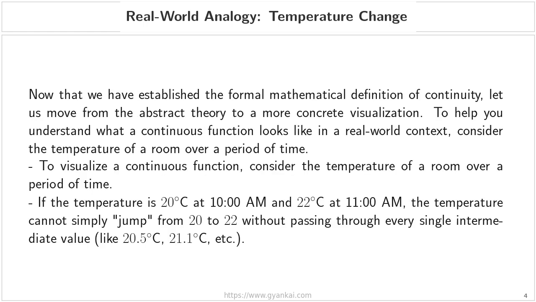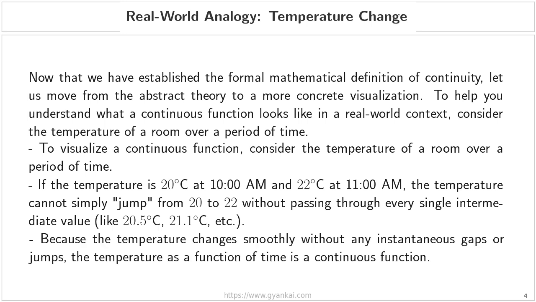Imagine that the temperature is 20 degrees Celsius at 10:00 a.m. and increases to 22 degrees Celsius by 11:00 a.m. In physical reality, the temperature cannot simply jump from 20 to 22 degrees instantaneously. Instead, it must pass through every single intermediate value in between, such as 20.5 degrees or 21.1 degrees Celsius, as it rises. Because the temperature changes smoothly, without any instantaneous gaps or sudden jumps, we can conclude that temperature, when expressed as a function of time, is a continuous function.